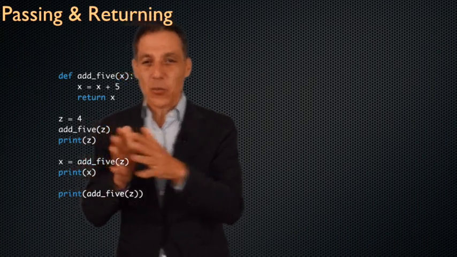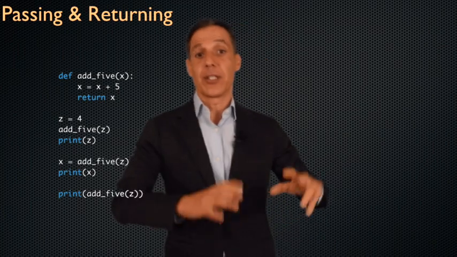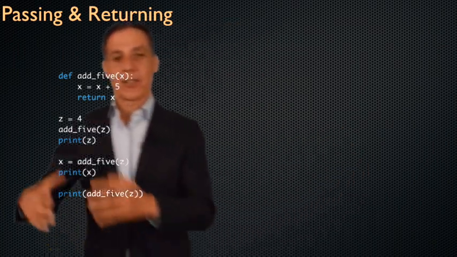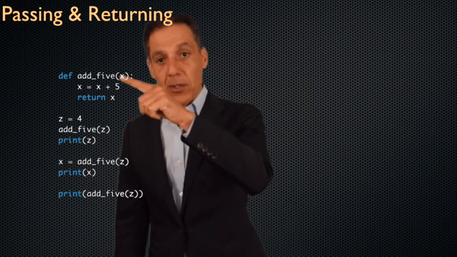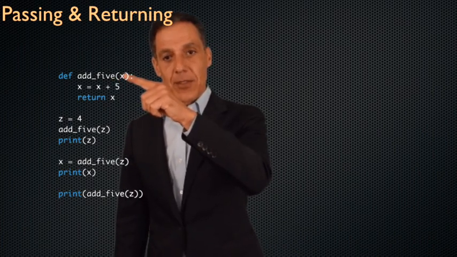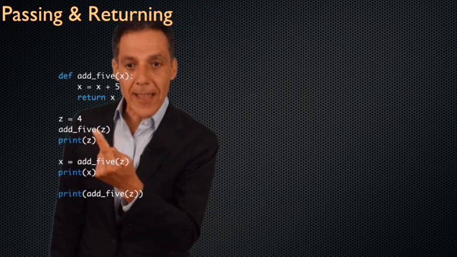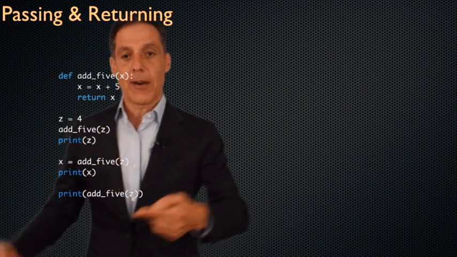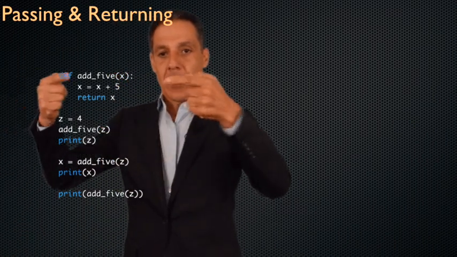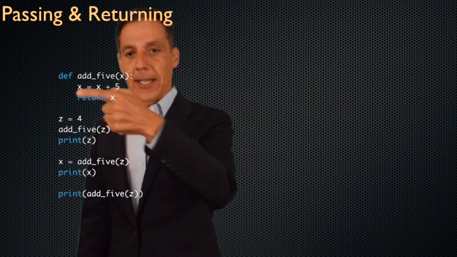This is sort of like the right-hand side of an assignment operator. On the right-hand side of an assignment operator, we have values. On the left-hand side, we have variables. This is the variable in the definition of the function that is going to be instantiated with the value being passed in, which is not z, but 4. All right. So 4 comes in. X gets instantiated to 4. I add 4 to 5, 9, and I return 9.